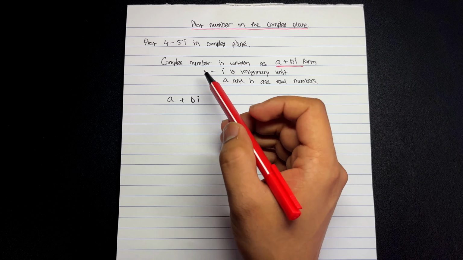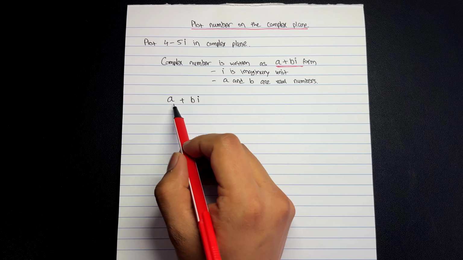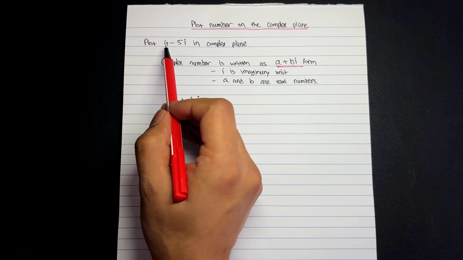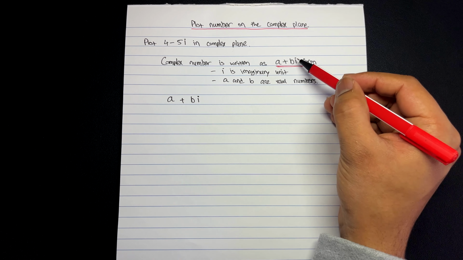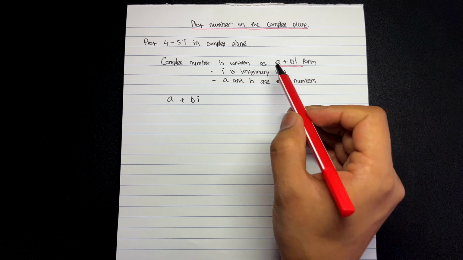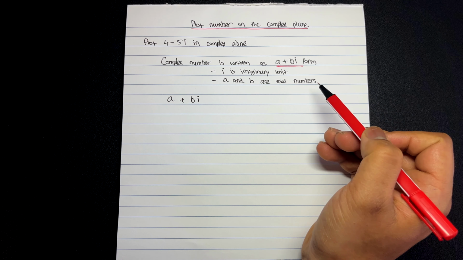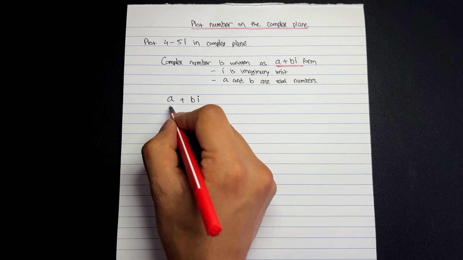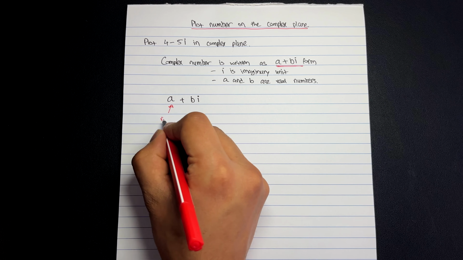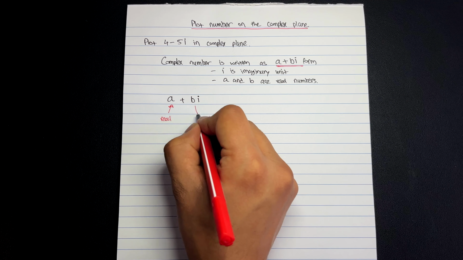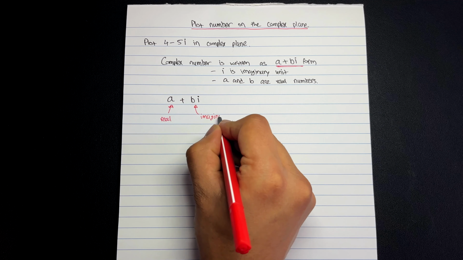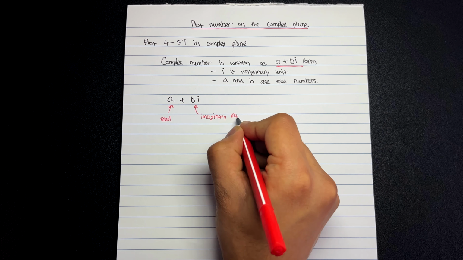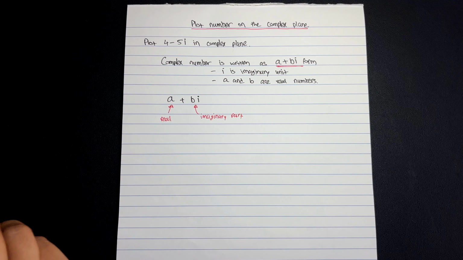So complex numbers are usually written in a plus bi form. As you can see here, we have 4 minus 5i. And in this, i is the imaginary unit and a and b are real numbers. So a here is the real part and bi is the imaginary part. That is one way of thinking about it.